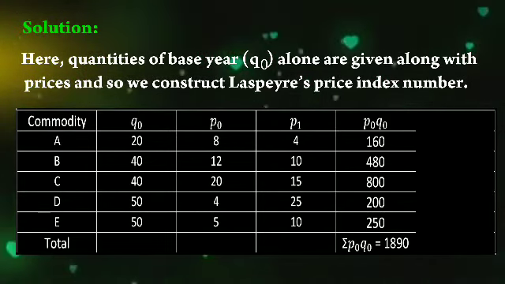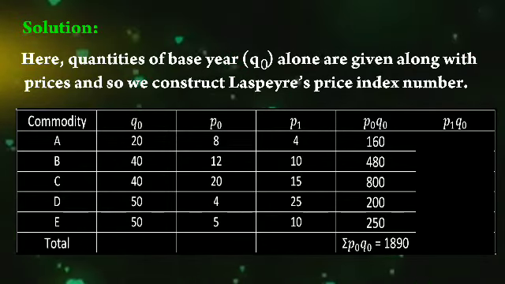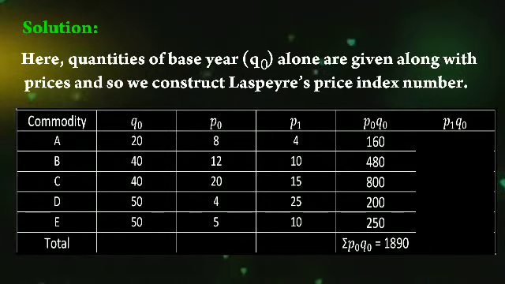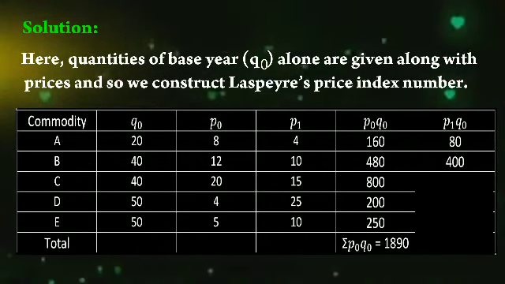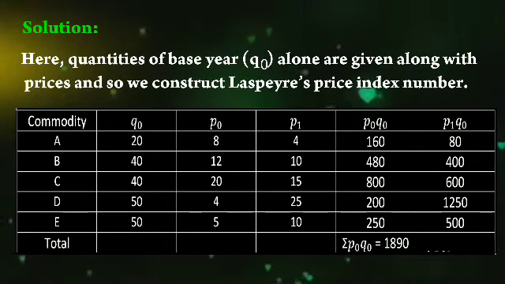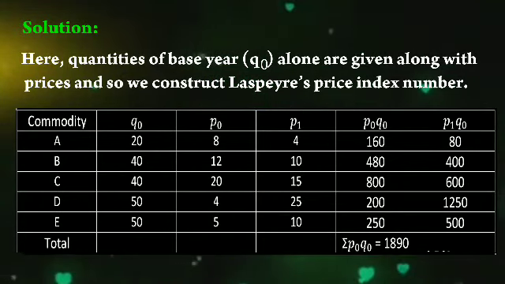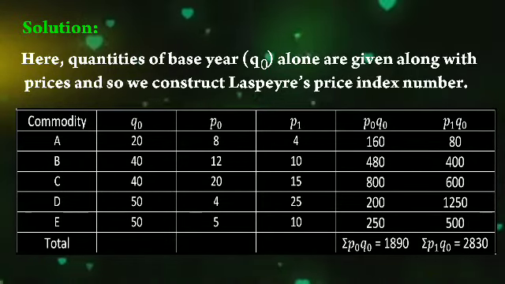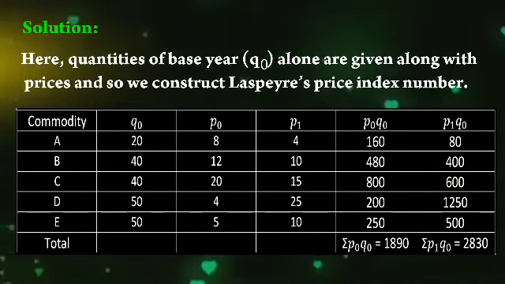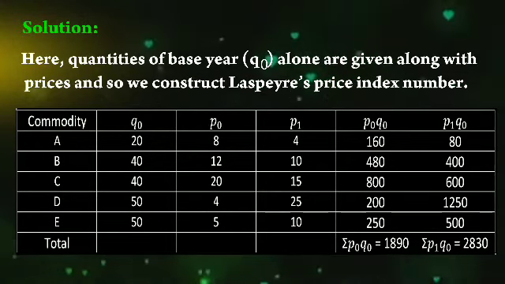Last column, find P1 Q naught. Compute the first value, P1 is 4 and Q naught is 20. 4 into 20, that is 80. 10 into 40, 400. Compute the other three values and find the sum total of that column. Sigma P1 Q naught equal to 2830. After the completion of that table, the next step is to compute the index number.